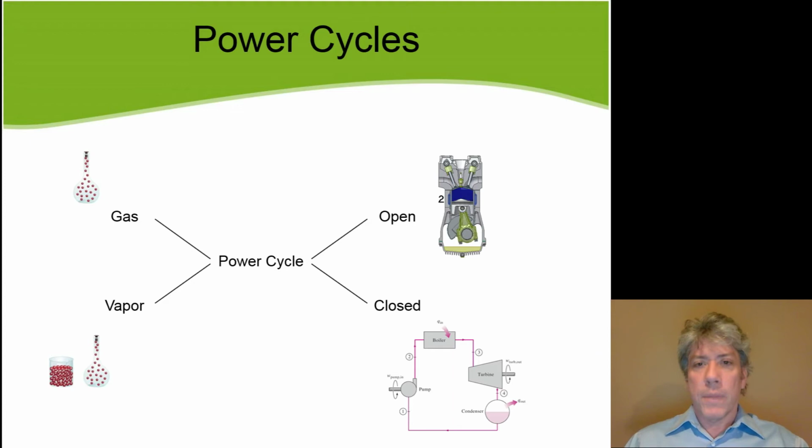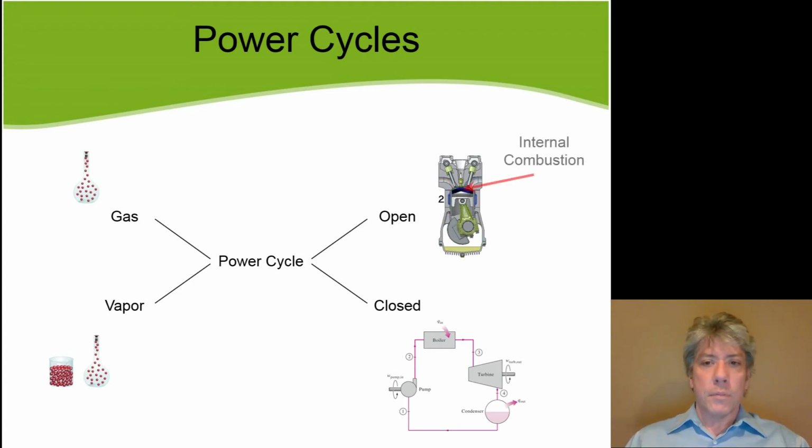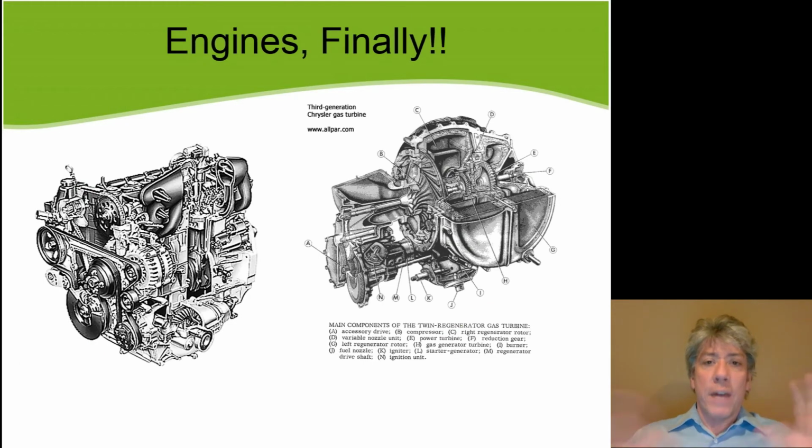It's more efficient. So there's this distinction in what we're going to study in this chapter. So we have, of course, internal combustion typically with open power cycles, and external combustion at the boiler with closed power cycles. So finally, we get to study engines.